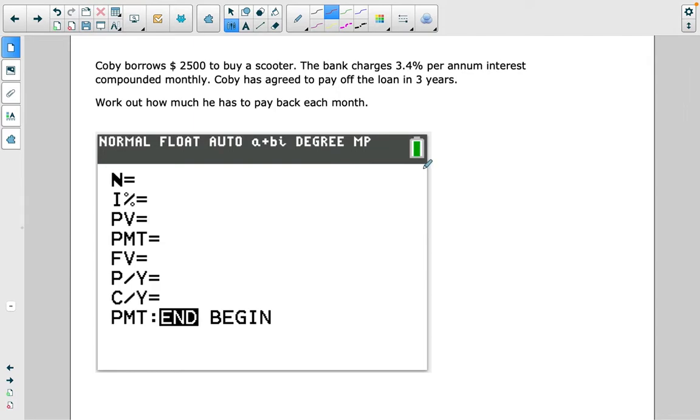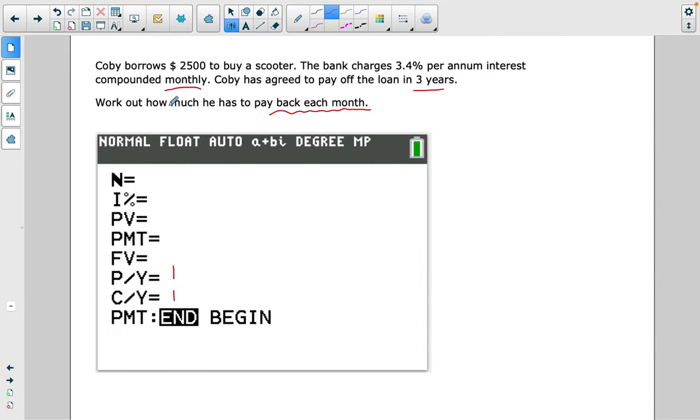So we have this question. Colby borrows 2,500 to buy a scooter. The bank charges 3.4% per annum interest compounded monthly. So far, it doesn't seem like it's an annuity, but then it says Colby has agreed to pay off the loan in 3 years, and the key thing is how much he has to pay back each month. So we have a fixed payment that he has to give each month, and an initial amount he starts with. So again, we're dealing with an annuity.